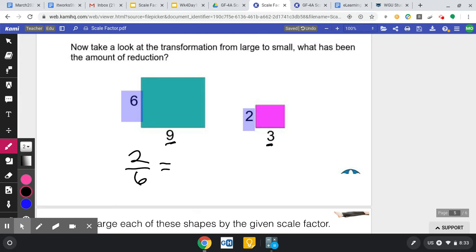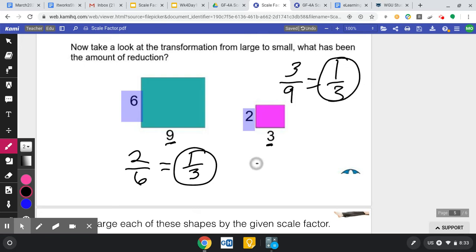All right, so 2 divided by 6 reduces to 1/3. So they are dividing by 3. If I take 3 and divide it by 9, I still get 1/3. So we would say our scale factor equals 1/3. The pink rectangle is 1/3 of our light green rectangle.